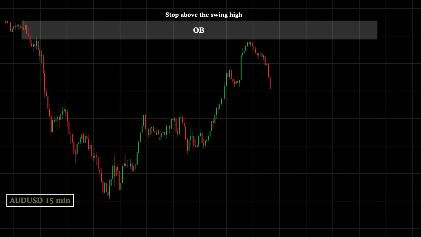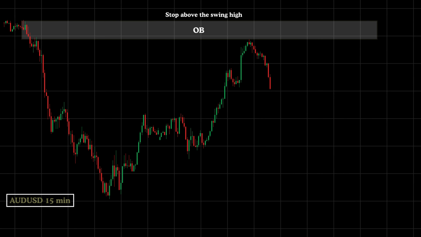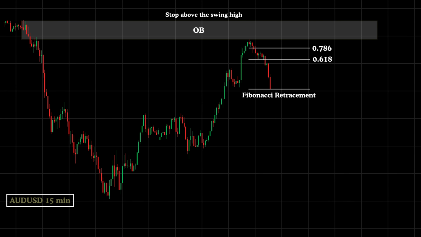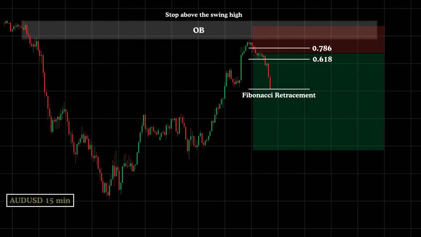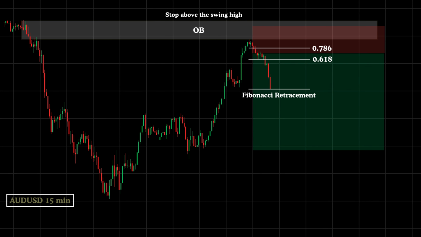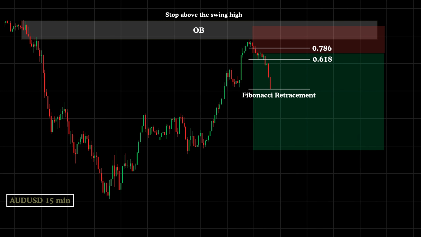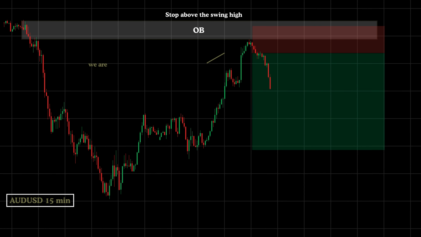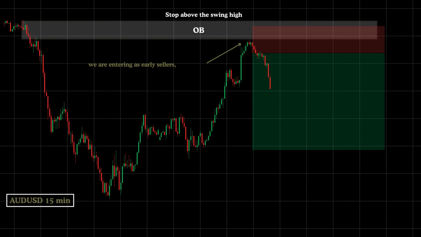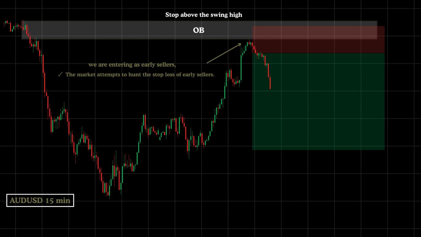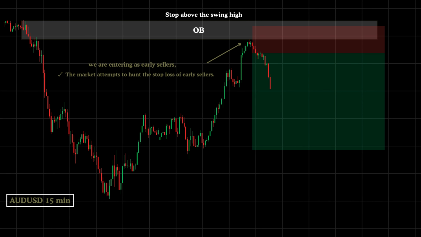In such cases, we enter the market using retracement levels. We apply the Fibonacci retracement tool and place the sell order right in the middle of the 0.618 and 0.786 levels. This time, we allow for a wider stop loss, because we are entering as early sellers, and the swing high has only slightly touched the 4-hour order block. Typically, the market attempts to hunt the stop loss of early sellers.